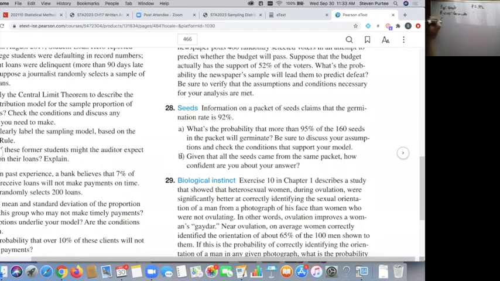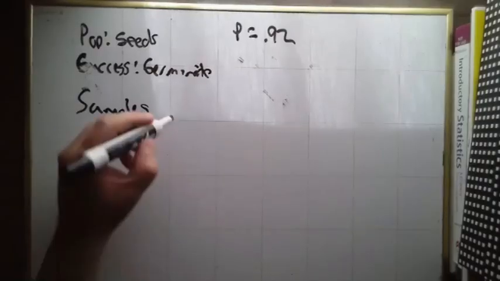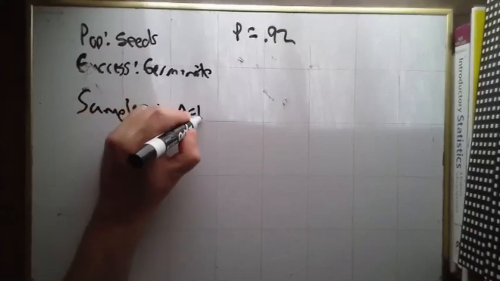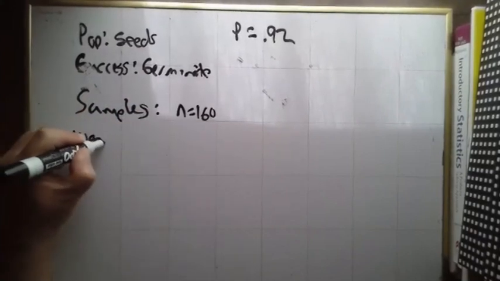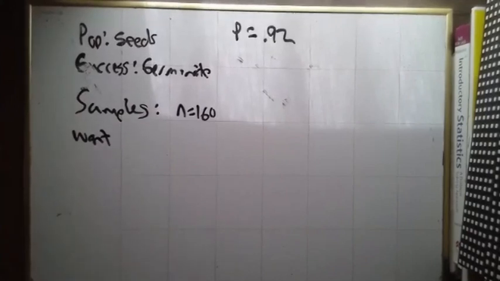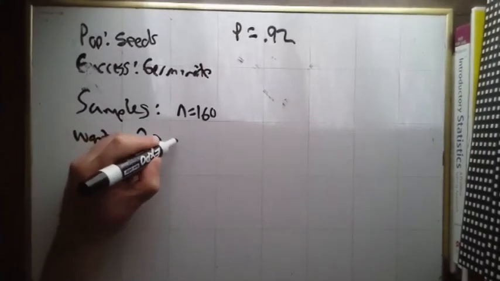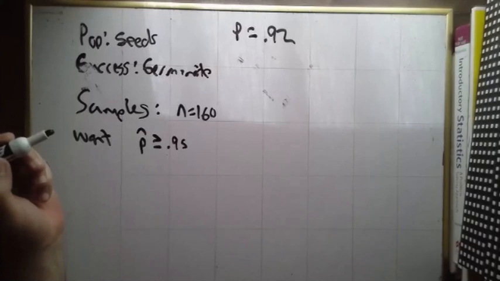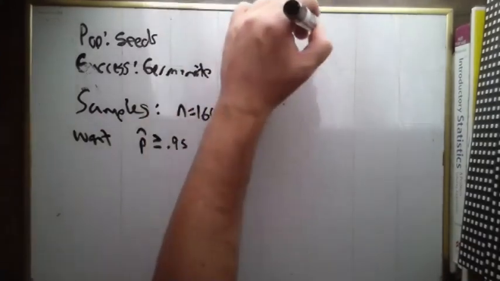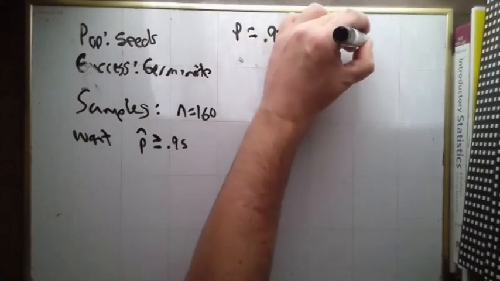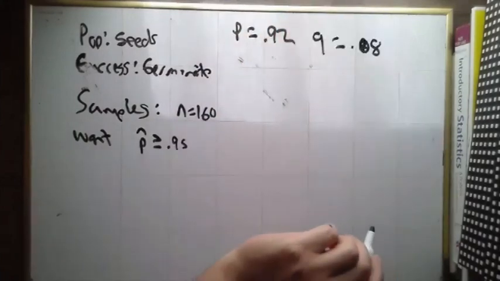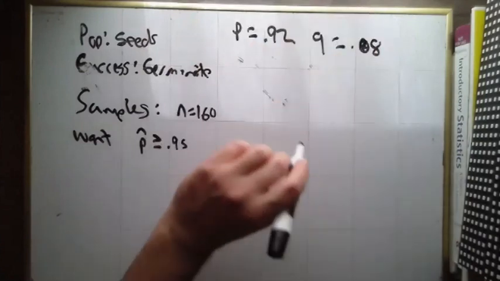So now I have samples. My N will be 160. I want to find the probability that I get more than 95% germination. So I want my sample success rate to be more than 95%. Okay, so from our population, we need Q. We have an 8% failure rate. In the whole population, 8% fail to germinate.